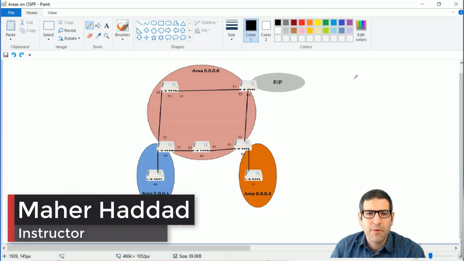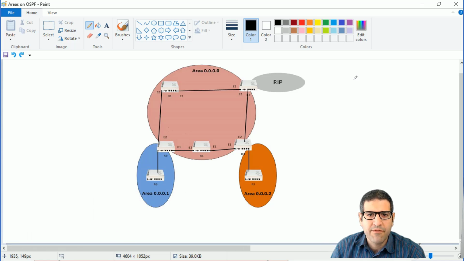So let's start now talking about OSPF and about areas in OSPF. As you already have seen, OSPF is a link state routing protocol and it works inside our network. So it should be inside our autonomous system. An autonomous system is a set of routers which are under our privilege, under our responsibility. Okay?